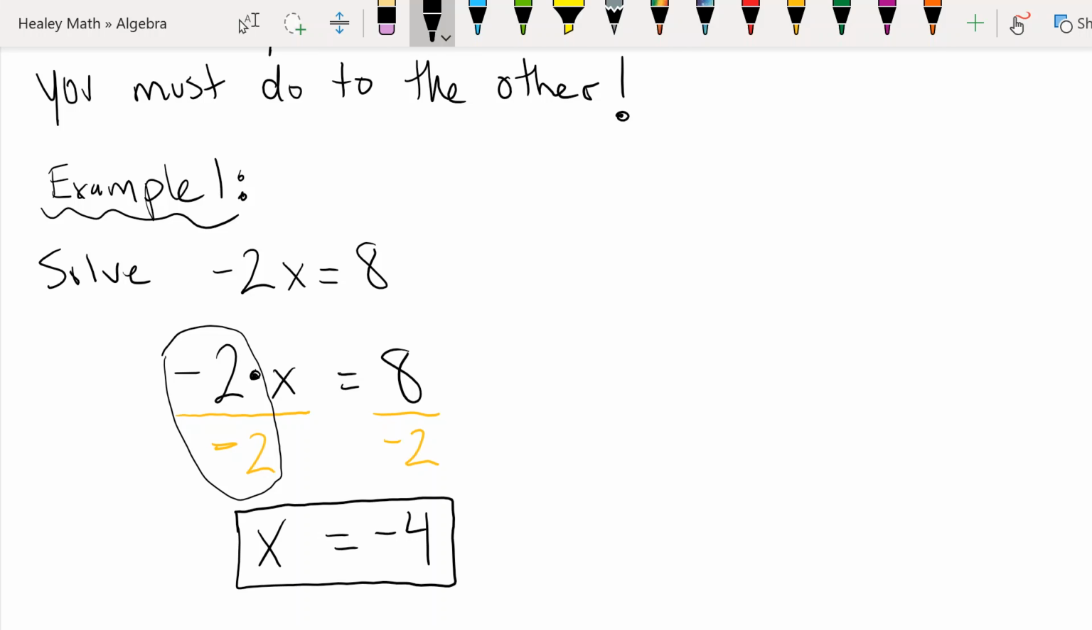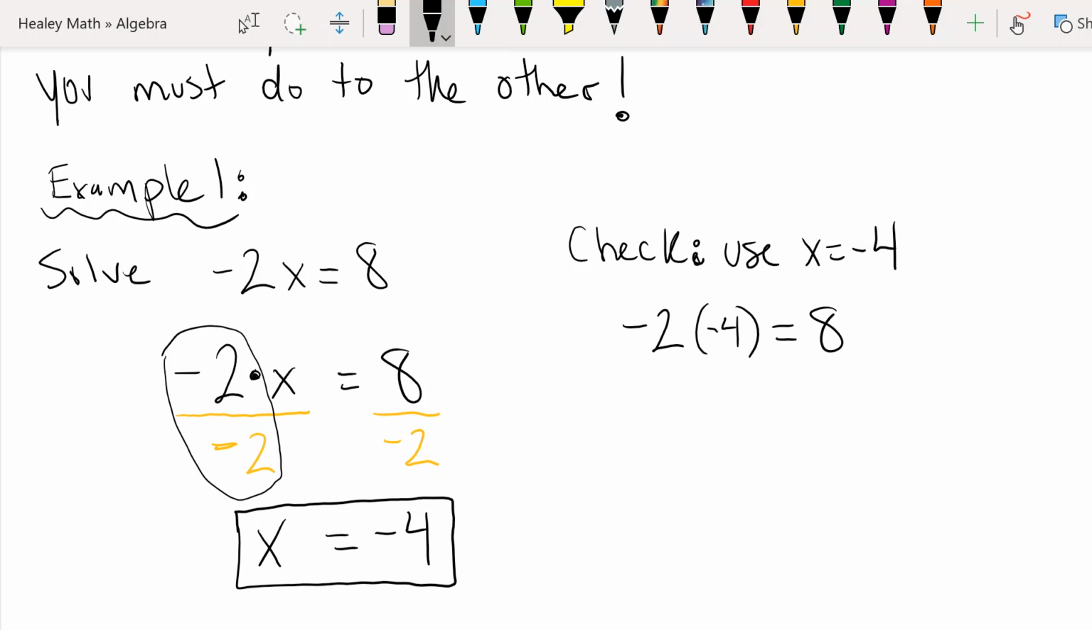Perhaps you are not confident with your answer. One way you could check is to use x equals negative 4 in the original equation. We have negative 2 times negative 4 must equal 8. Negative 2 times negative 4 is indeed positive 8. That's true.